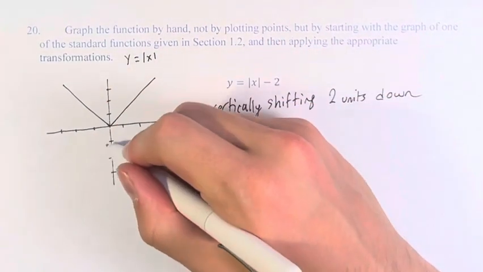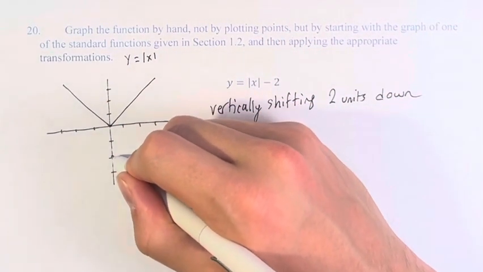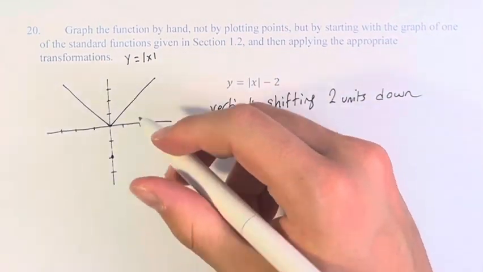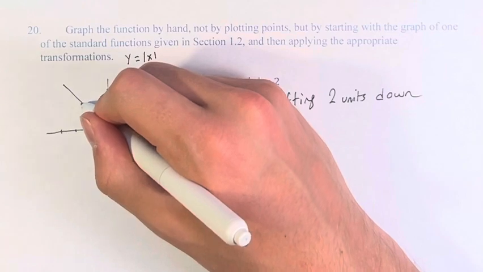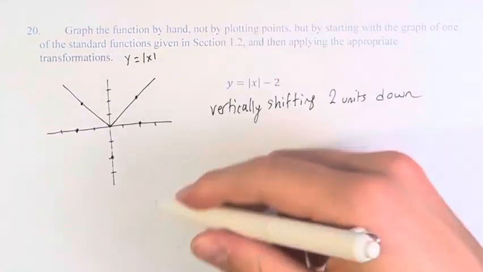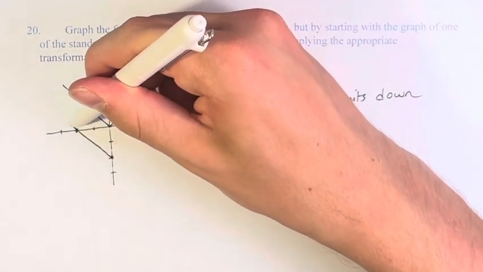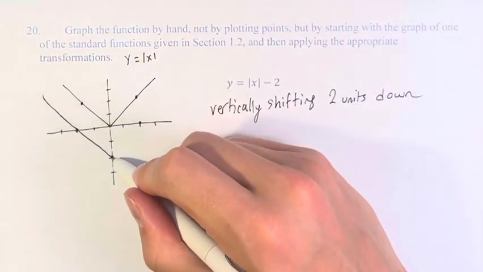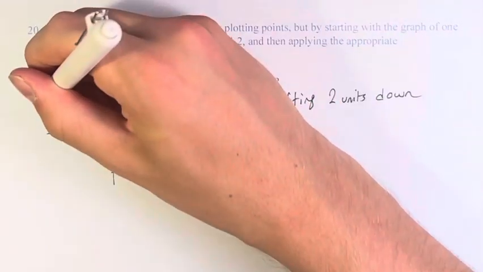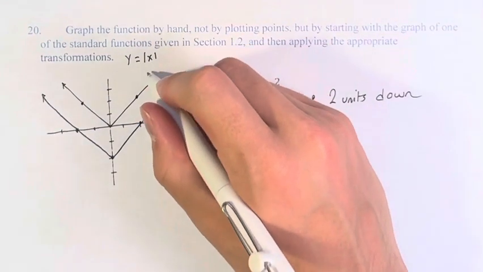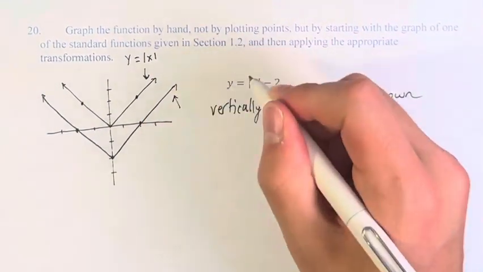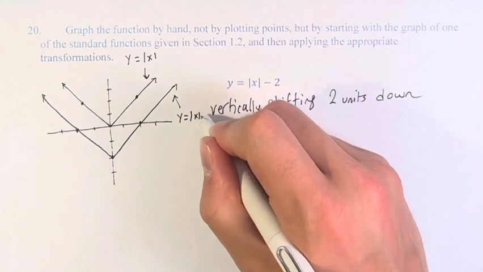So we just take our points. So at 0, 0 gets moved to 0, negative 2. 2, 2 gets moved to 2, 0. Negative 2, 2 gets moved to negative 2, 0, and so on. And we just have a function that runs parallel 2 units below the other one. So here we have the absolute value of x, and here we have y is equal to the absolute value of x minus 2.